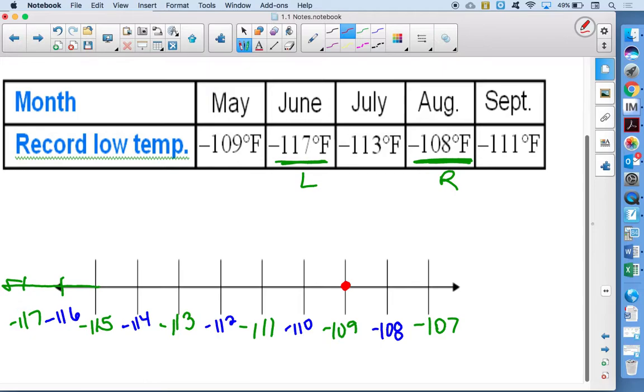If you counted by 2s, that's okay as well. So you could have counted by 2s if you wanted to. But we don't need to include 0 in this number line. So we're way far away from 0.